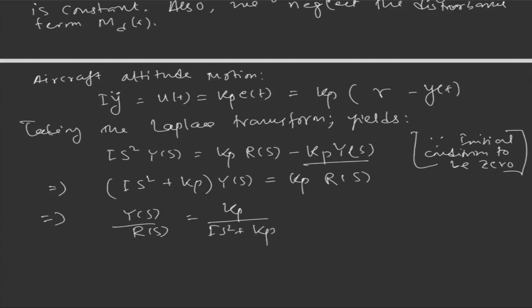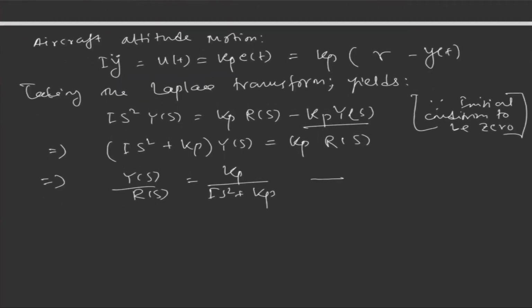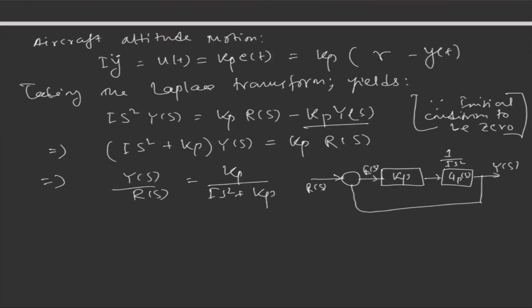So this is how we can write the closed loop transfer function for this particular system. This is my reference signal R of s, and this is the controller Kp. This is E of s, and this is the plant Gp of s, which is nothing but 1 upon I s square, and this is the Y of s, and this is basically the feedback loop.